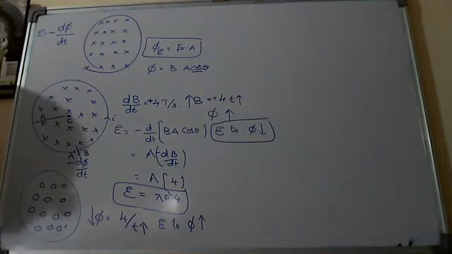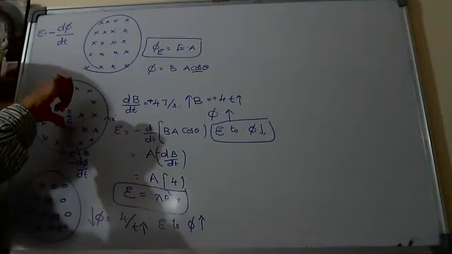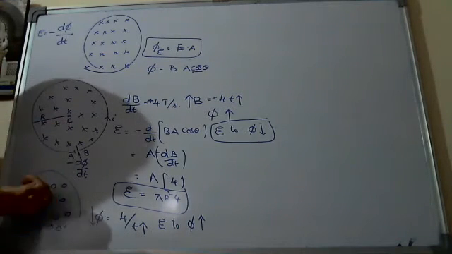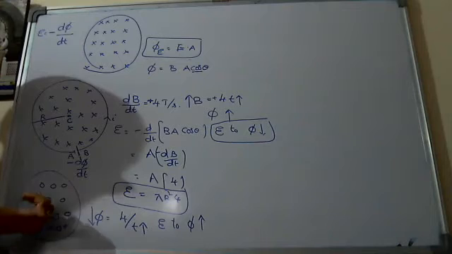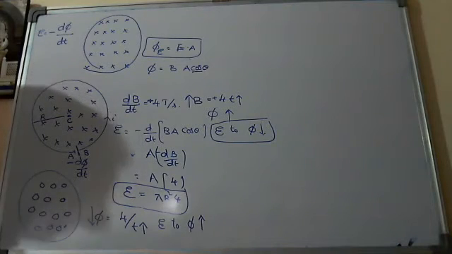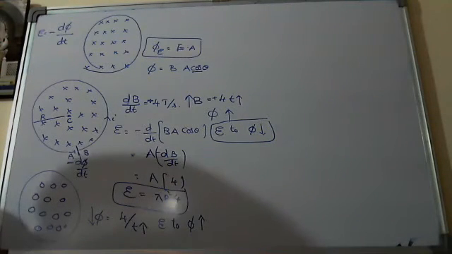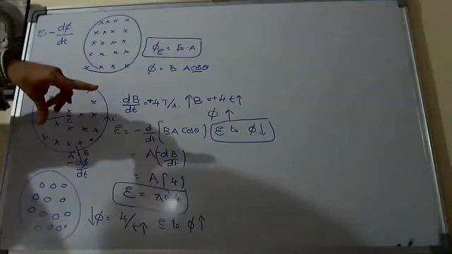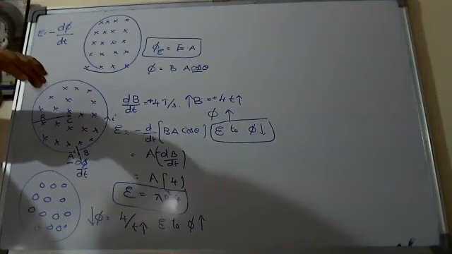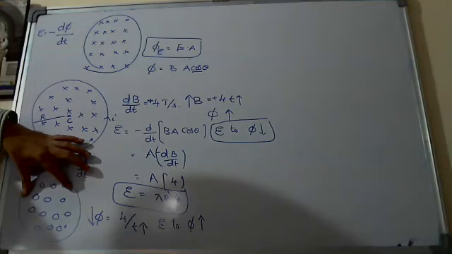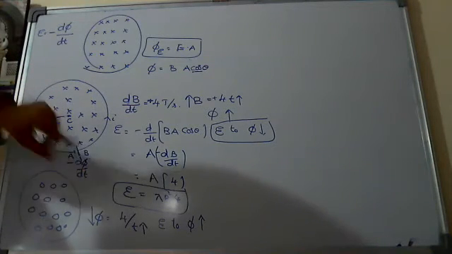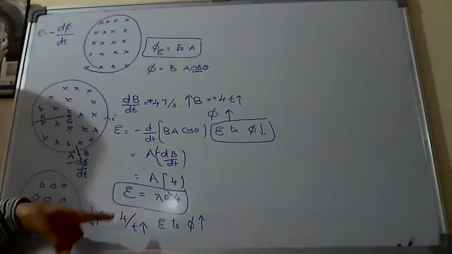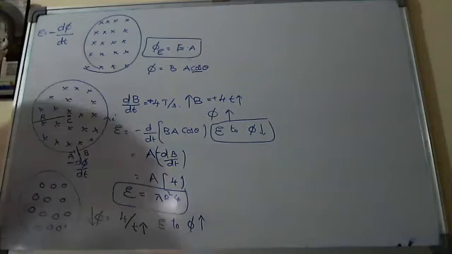Okay, simple. If flux is increasing, the EMF tries to decrease it. If the flux is decreasing, either into or out, it tries to increase it. For everything, it tries to oppose the cause. For increasing flux, to oppose, it tries to create flux in the opposite direction. For decreasing flux, to oppose the cause, it tries to increase. If flux decreases, it tries to increase. If flux increases, it tries to decrease.